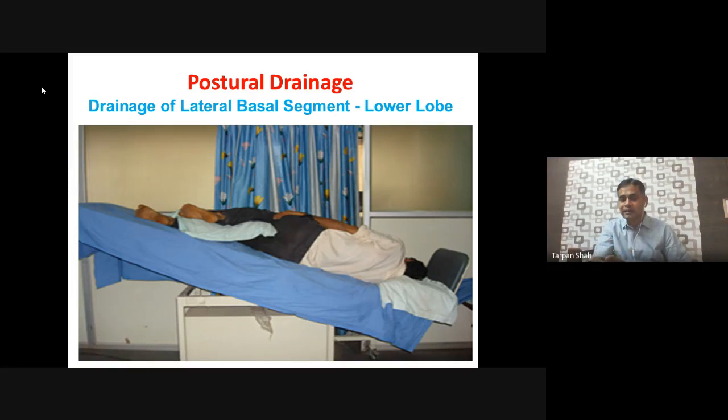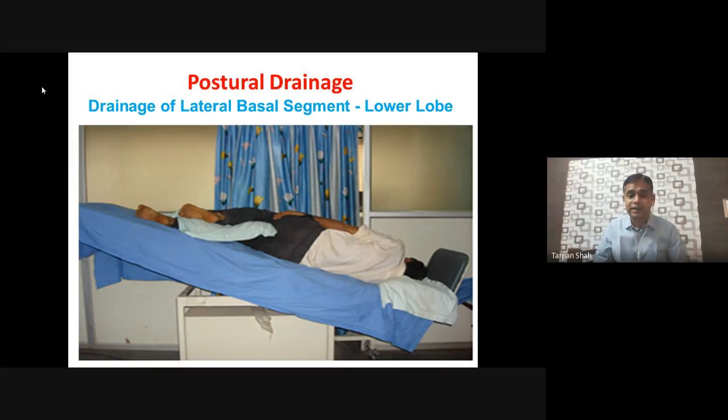Now the postural drainage can be given with the help of the postural drainage table, which is the mechanical one. With that, you can elevate the head end or the foot end. Second, you have the automatic one. That means with the remote, you can do the elevation from the head end or from the foot end.